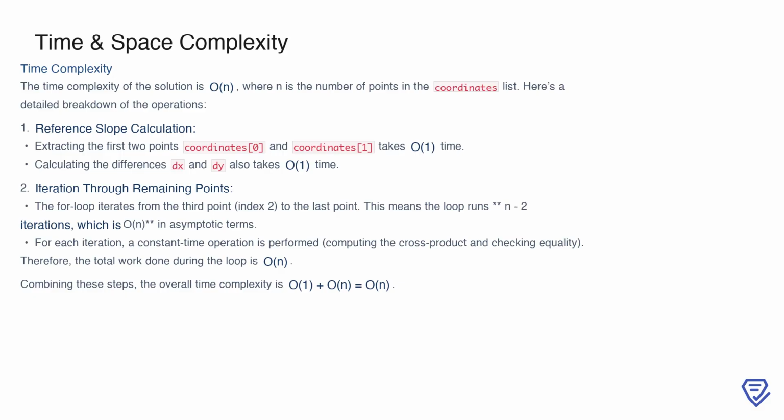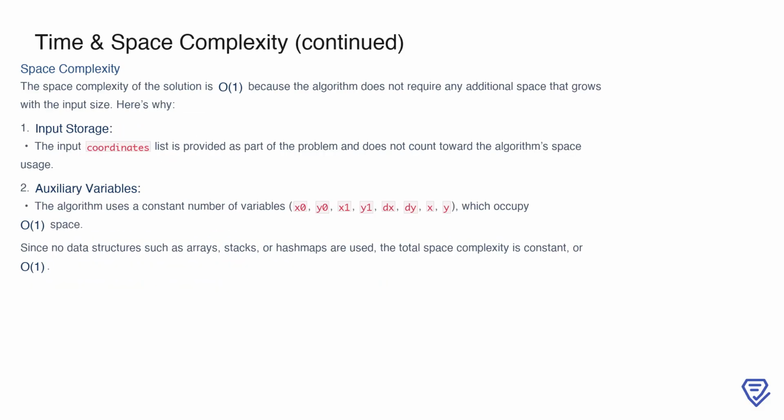to O(n). The space complexity of this solution is O(1), meaning the algorithm uses constant space regardless of the input size. This is because it does not require any additional data structures that grow with the number of points. The input list of coordinates is provided externally and does not count toward the algorithm's space usage.